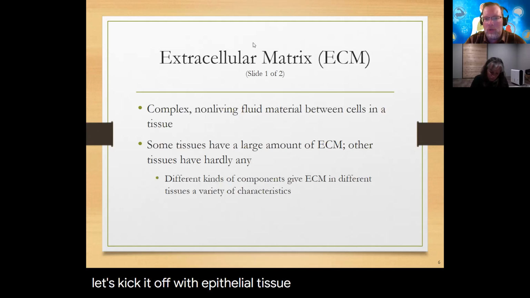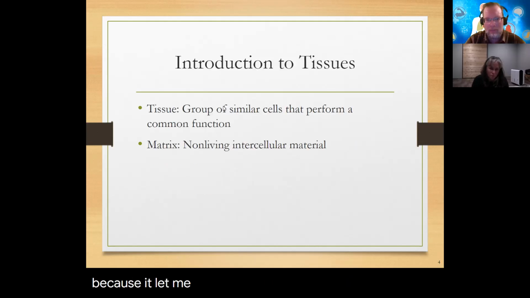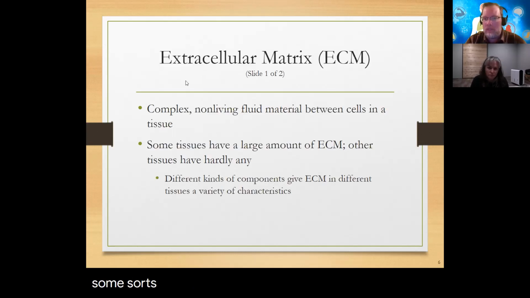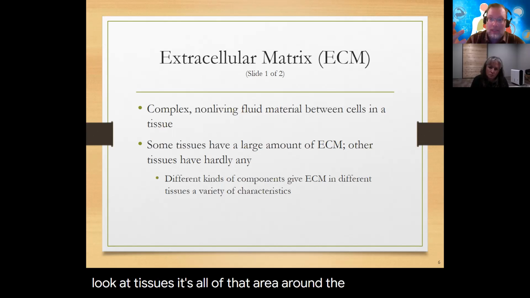And before we do, I did want to stop real briefly at this extracellular matrix, because let me go back up to the beginning here. So tissues are cells and probably a matrix of some sort. So it's kind of the negative space when we look at tissues. It's all of that area around the cells. And so that's the matrix.